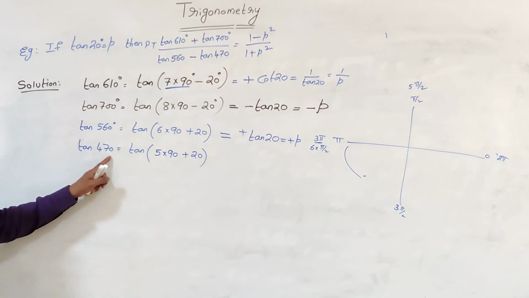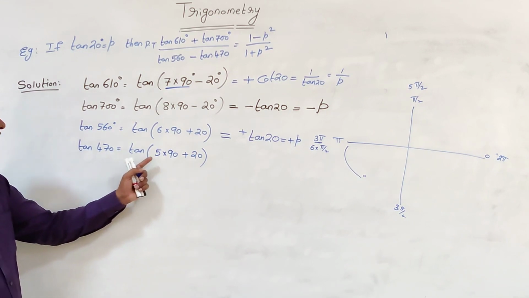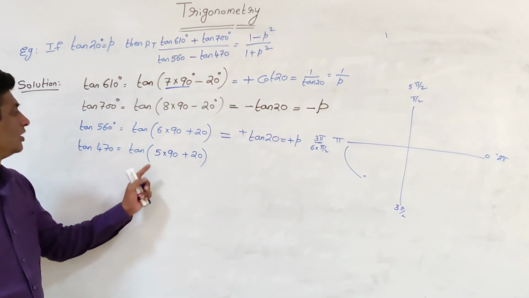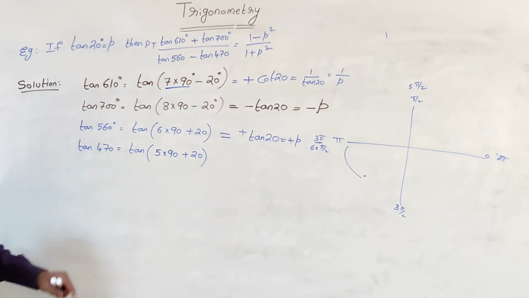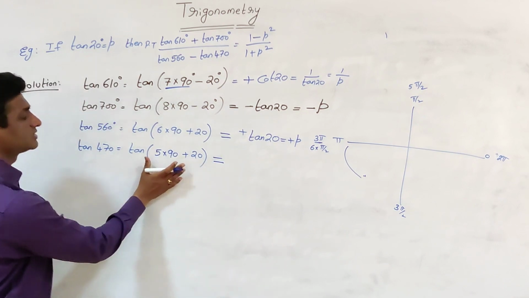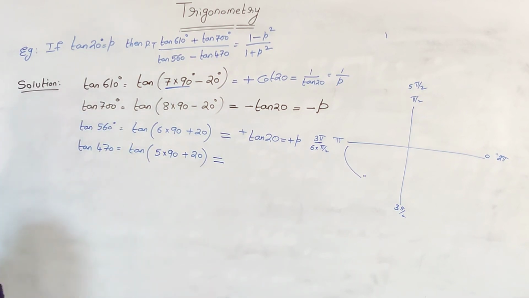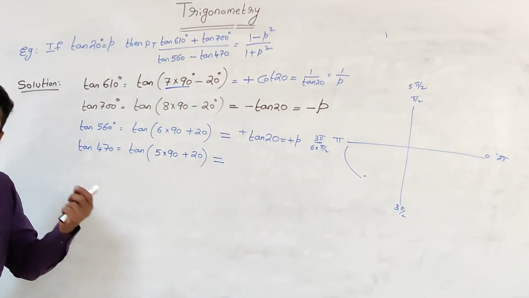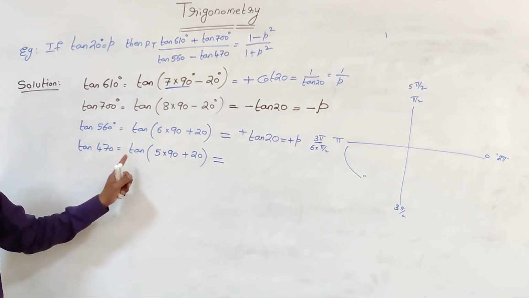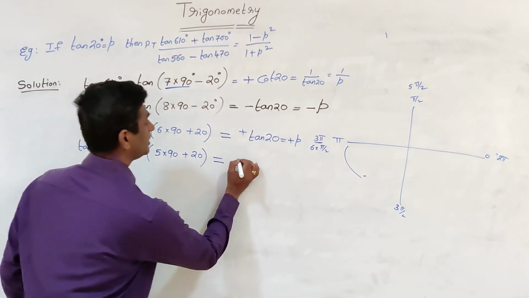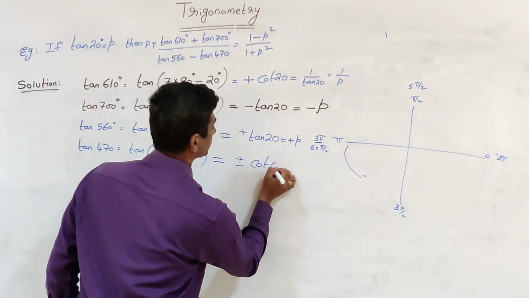Similarly, tan 470, that means tan of 5 times 90 plus 20, which is 450 plus 20, that gives 470 degrees. Now, what will be the sign of this one and what is the trigonometric ratio? As 5 is an odd multiple of 90, the trigonometric ratio changes from tan to cot. So it will be plus or minus cot theta.